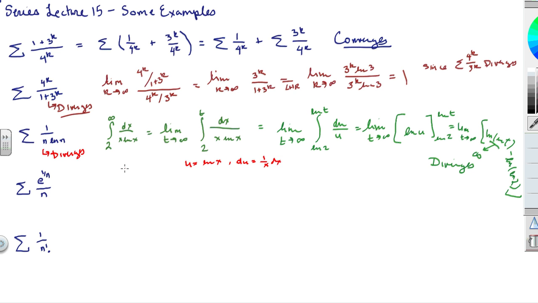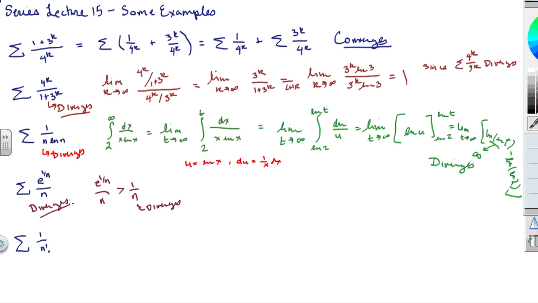Okay, so let's look at this thing here, e to the 1 over n over n. What can we do with that one? Well, what I notice is that e to the 1 over n is always bigger than e to the 0, which is 1. So that means e to the 1 over n over n is going to be bigger than 1 over n. And this one diverges, right?